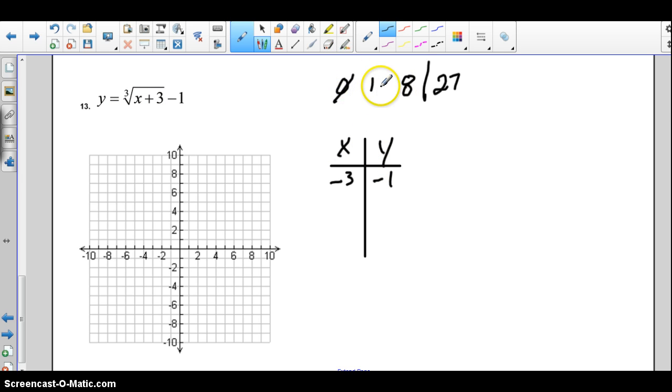So that one's done. Now let's create a 1. So what plus 3 is going to equal 1? Well, -2 does that. So -2 plus 3 is going to be 1. Cube root of 1 is 1. 1 minus 1 is 0. The next one is creating an 8. What plus 3 is going to equal 8? Well, 5 plus 3 is going to equal 8. The cube root of 8 is 2. 2 minus 1 is going to be 1.